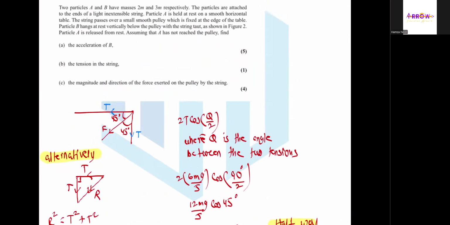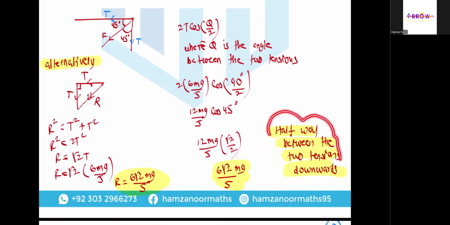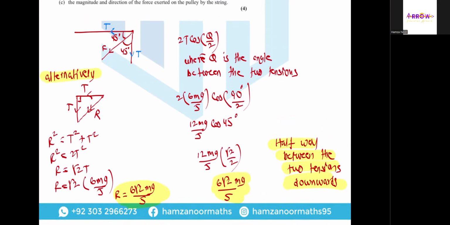However, we need to also tell the direction of the force. So here I've just mentioned some description: halfway between the two tensions, downwards. Even if you don't mention this description over here, this sketch would also be enough for you. But still I have made a statement over here. For the safe side, it's good to write a brief description like this. We have made the sketch over here, and we have also marked the angle and the arrow for this particular force. So, halfway between the two tensions, acting downwards.